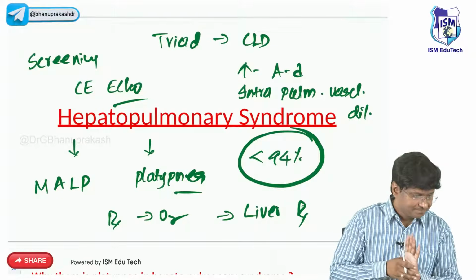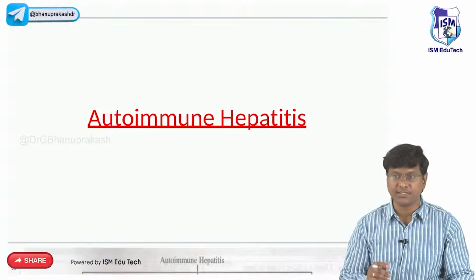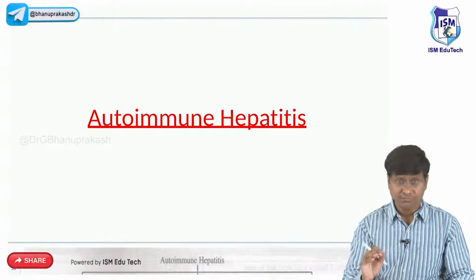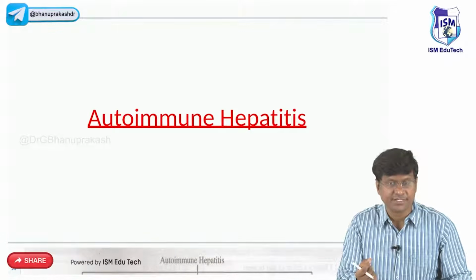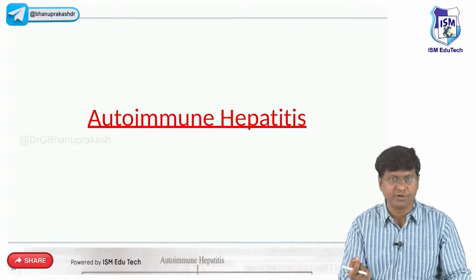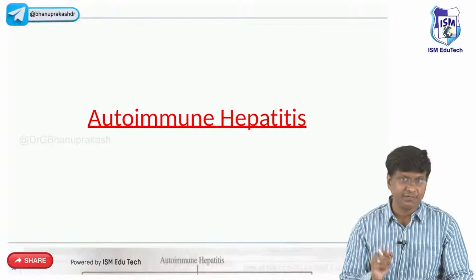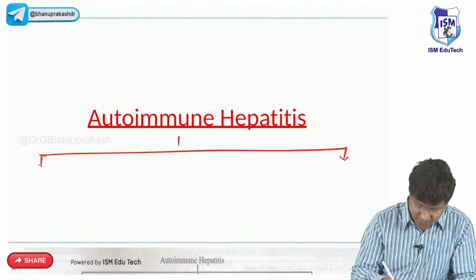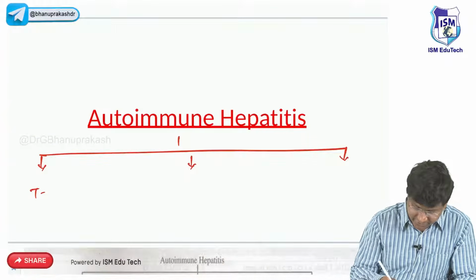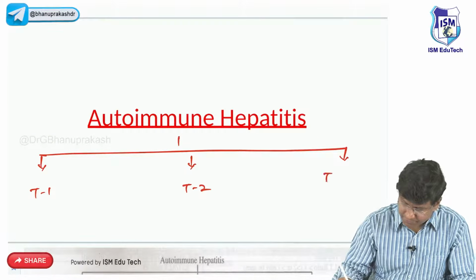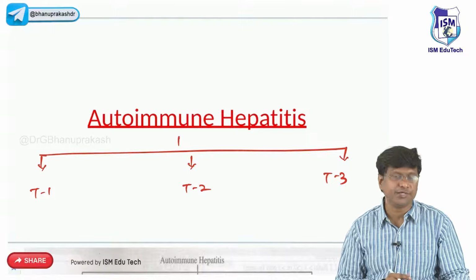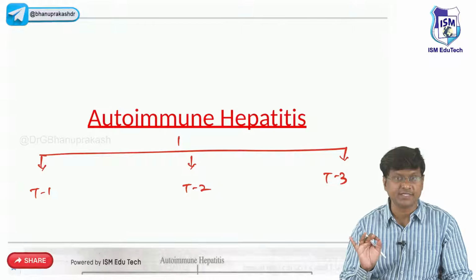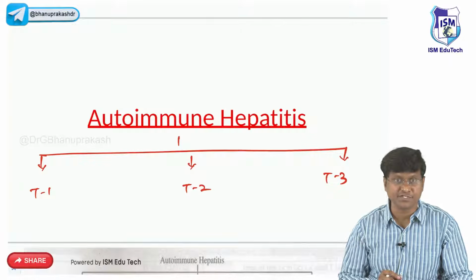Next, the topic for discussion now in gastroenterology is autoimmune hepatitis. As the word itself tells you, it is an antibody which is being formed against the liver. Now we have important forms of autoimmune hepatitis, that is type 1, type 2 and type 3. In all of these you have a characteristic autoantibody profile.